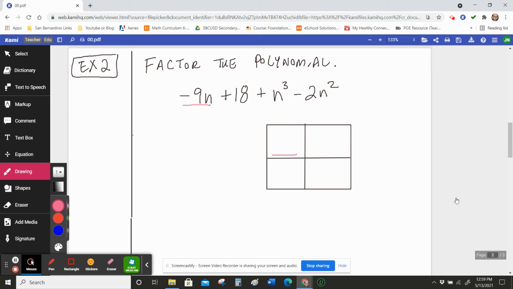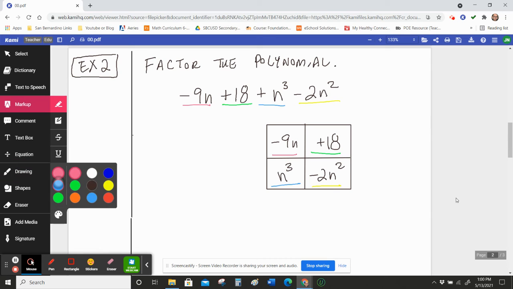Now that we know that there is no greatest common factor that we can take out, now we can move and fill things in the corresponding spaces in the box. So n to the power of 3 would go here, and negative 2n squared would go there. So let me fill out the box now. So negative 9n, 18 positive, n to the power of 3, and then negative 2n squared. Okay, now let's factor stuff out.